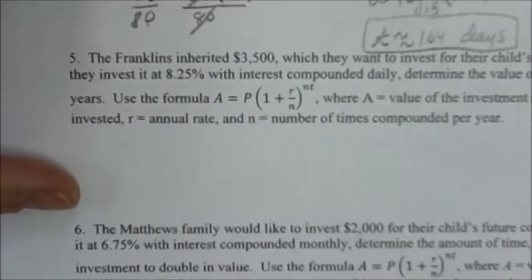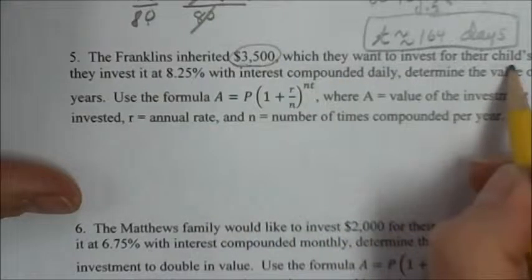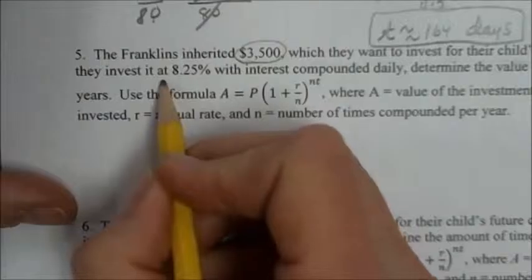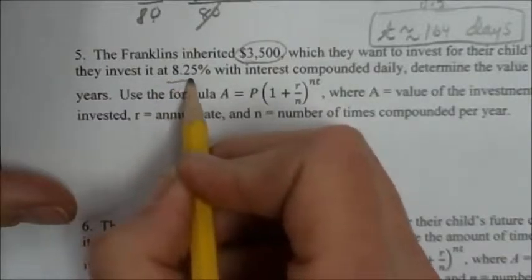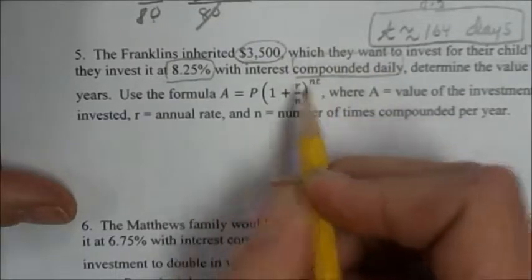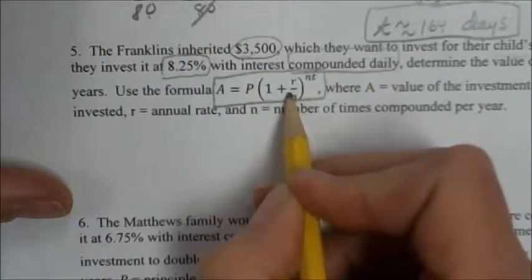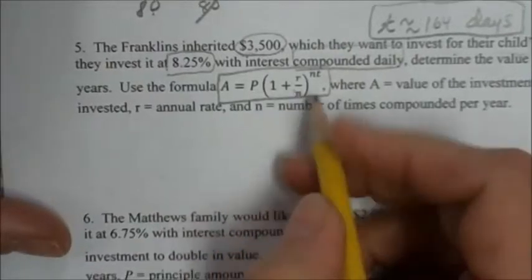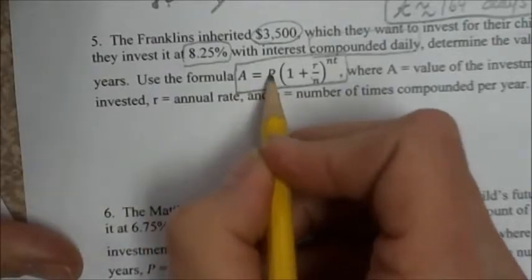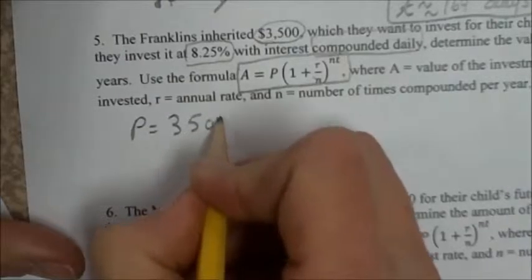Number 5, the Franklins inherited $3,500, and they're going to invest in their child's future college expenses. So they found an account that earns 8.25% interest compounded daily. And here's the formula that you have to memorize for the test. I gave it to you here, but you have to know it. So the A value is the amount they're going to have after a certain amount of time. P is the principal. They originally invested $3,500.